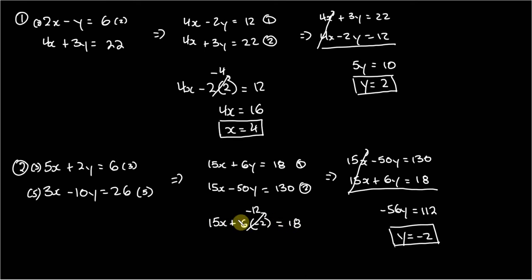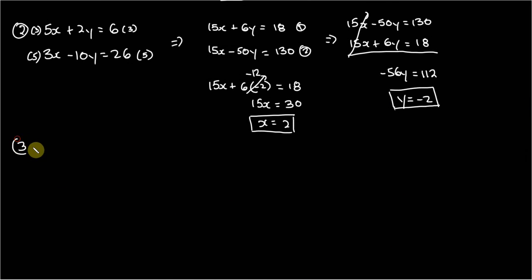We want to isolate for our x value. We're solving for x here. And so we're going to have 15x equals 30, because 12 plus 18 is 30. We divide by 15 on both sides, and we are going to get x equals 2. So where these two lines intersect, from our original equations, is at the point x equals 2 and y equals negative 2.